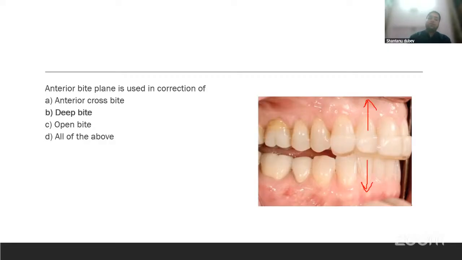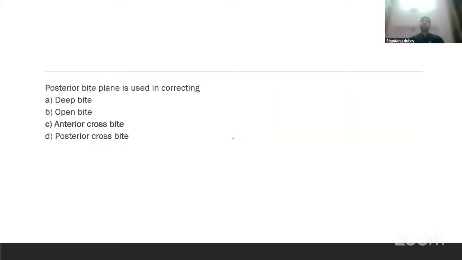So anterior cross bite cannot be solved with this, because for anterior cross bite we need free space in the anterior. So we give a posterior bite plane, and then we have free space in the anterior, and hence anterior cross bite can be corrected. For the open bite, imagine an open bite with the gap in the front, and you introduce a bite plane that will cause intrusive forces that will further open the bite. So that is not the answer. All of the above is definitely not the answer. Deep bite is the answer. Posterior bite plane is used in correcting. I deliberately posted this question because this is what I explained.